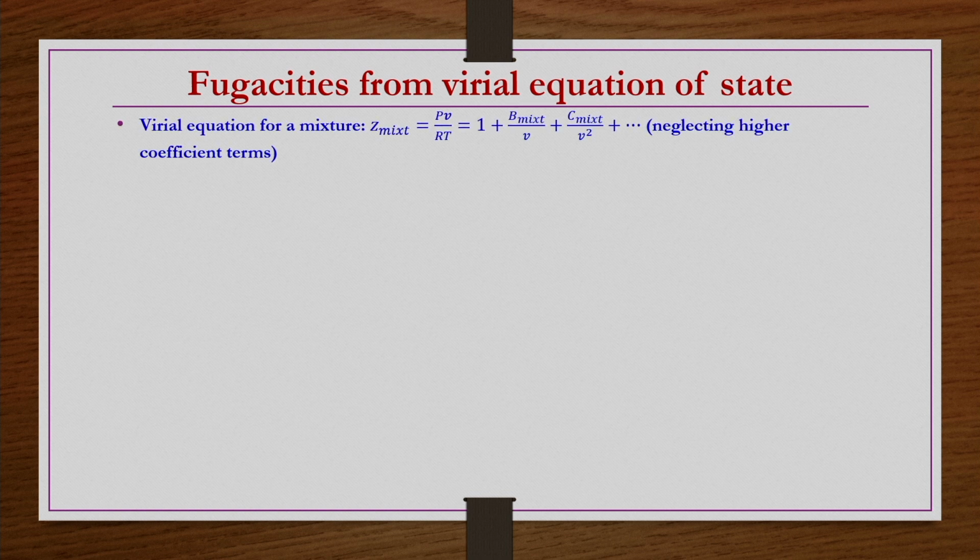For the mixture, if it obeys the virial equation of state, then we know the virial equation of state is nothing but Z mixture equals PV by RT equals 1 plus B mixture by V plus C mixture by V square and so on. So, we are taking only the second and third virial coefficients, and not the higher virial coefficients, for simplicity. Okay. One reason is simplicity; another reason is that information on those higher virial coefficients from experimental studies is almost negligible. For B, that is the second virial coefficient, we have enough data for a majority of gases.